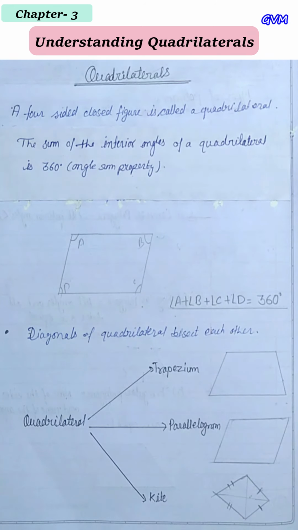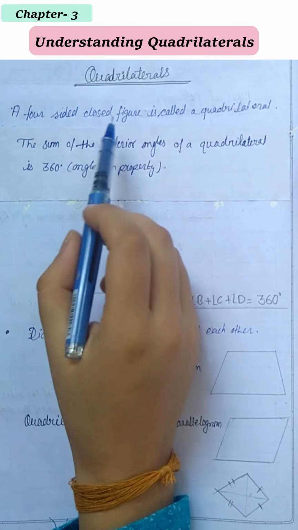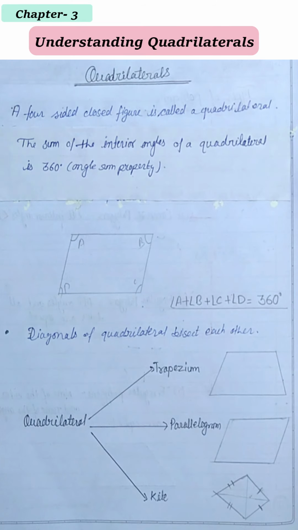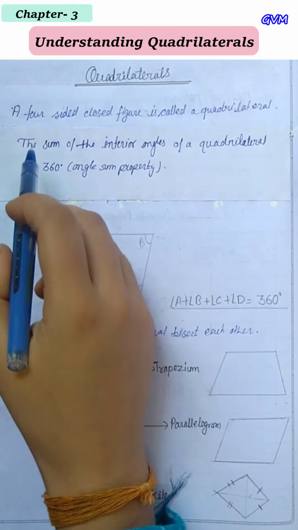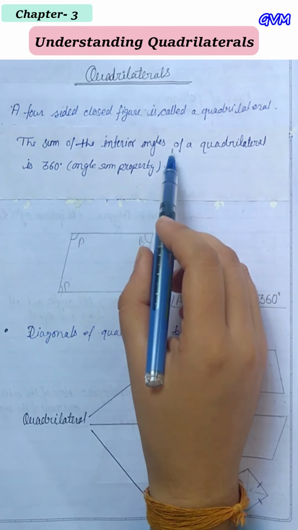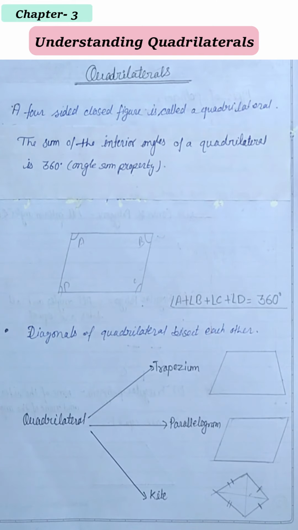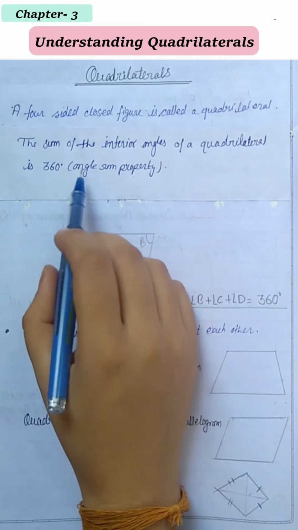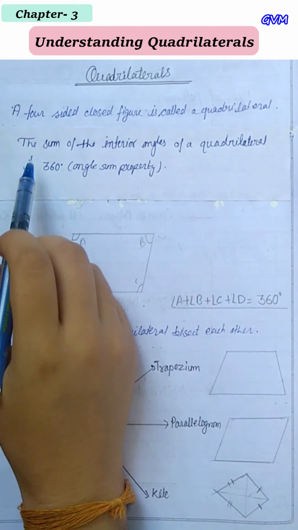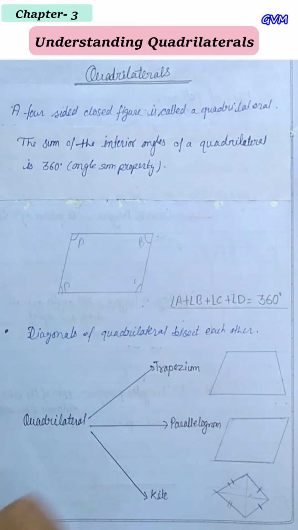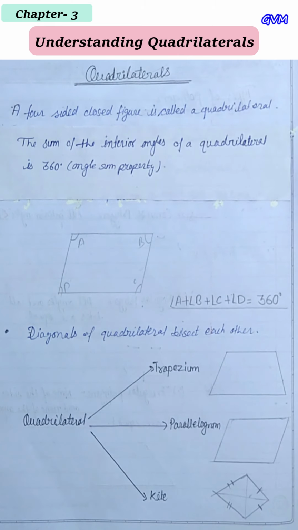Next in this chapter we will learn about quadrilaterals. So a 4-sided closed figure is called a quadrilateral. Okay, as we know that if there is a polygon that consists of 4 sides, then the figure is known as a quadrilateral. Okay, the sum of the interior angles of a quadrilateral is 360 degrees. Angle sum property. We will learn later what the angle sum property is. First, the sum of all the interior angles in a quadrilateral is 360 degrees.